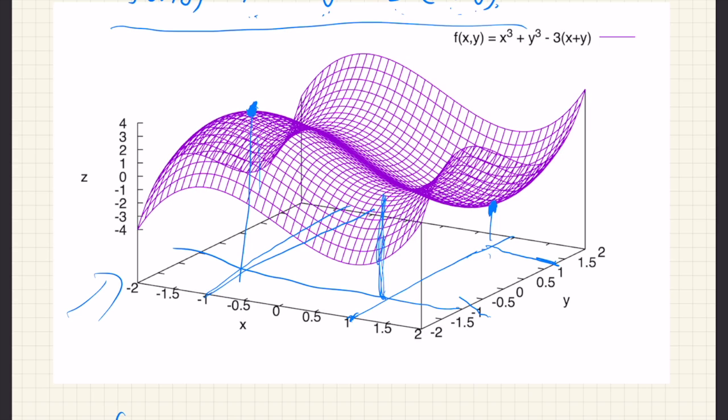Because if we look from this direction, it looks like this. So it's concave. But if you look from this direction, it looks like this. It's convex. So such a point is called a saddle point. So it's not a maximum or minimum. And the same applies to (negative 1, 1), somewhere here. And that's it. See you later.